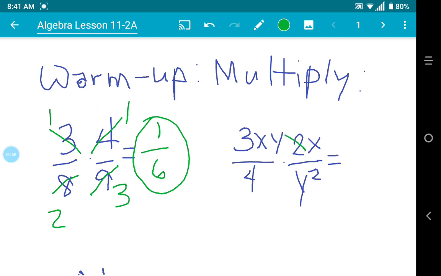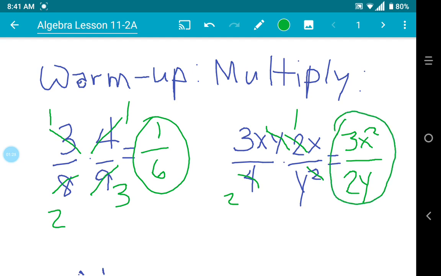Well, the 2 becomes a 1, the 4 becomes a 2, nothing with the 3, but there's something with the y's, right? This 1y up top cancels one of the y's on the bottom, and I think that's it, right? So the bottom is 2y, and the top is 3 times x times 1 times x, which is 3x squared. Okay, well that wasn't too tough, was it?